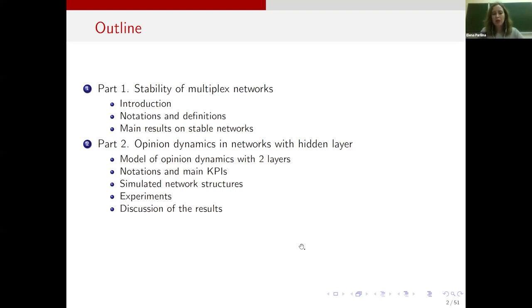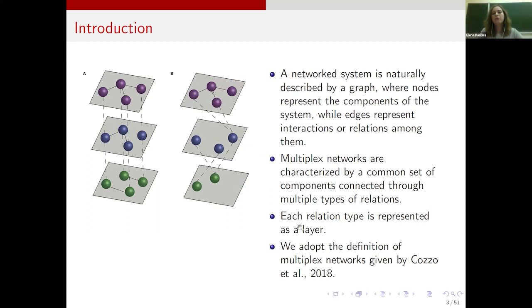Then I will switch to the dynamic part, and it will be the opinion dynamics in the networks with two layers, when we have an external and internal layer, and the internal layer is like a hidden layer for all the participants. Now, I will go with a brief introduction about multiplex networks.